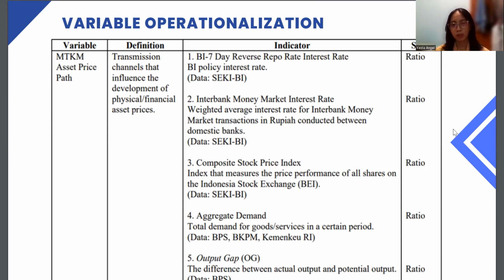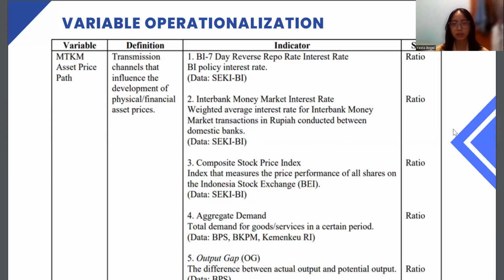The second one is interbank money market interest rate, or PUAB interest rate. It's a weighted average interest rate for interbank money market transactions in rupiah conducted between domestic banks. I got it from the SEKI BI too. And the scale is ratio. The third one is Composite Stock Price Index, or IHSG. Index that measures the price performance of all shares on the Indonesia Stock Exchange, or BEI. The data is from SEKI too, and the scale is ratio.